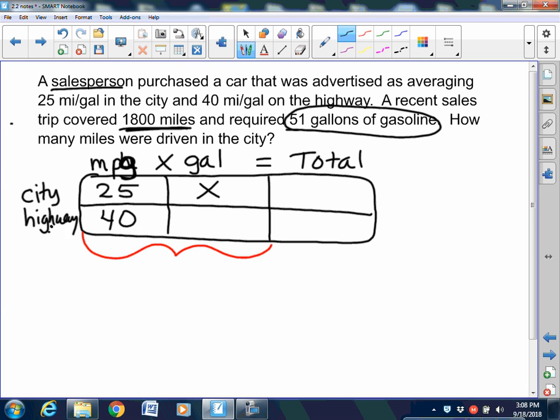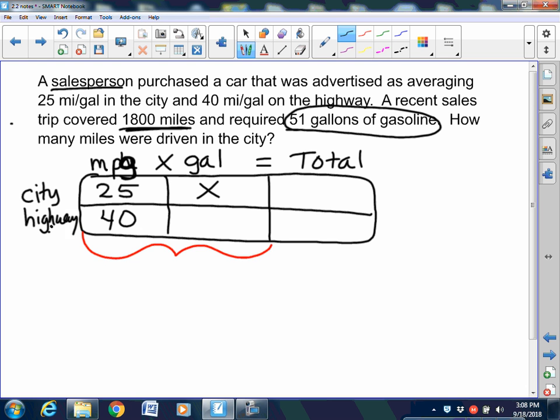There are 51 gallons of gasoline you used altogether in the city and on the highway, correct? You used a certain amount of those in there, right? So let's see if you can figure out what can go here. Let's say you use 20 of the 51 here. If you use 20, how many would you have used here? 31, right? You would have used 31.